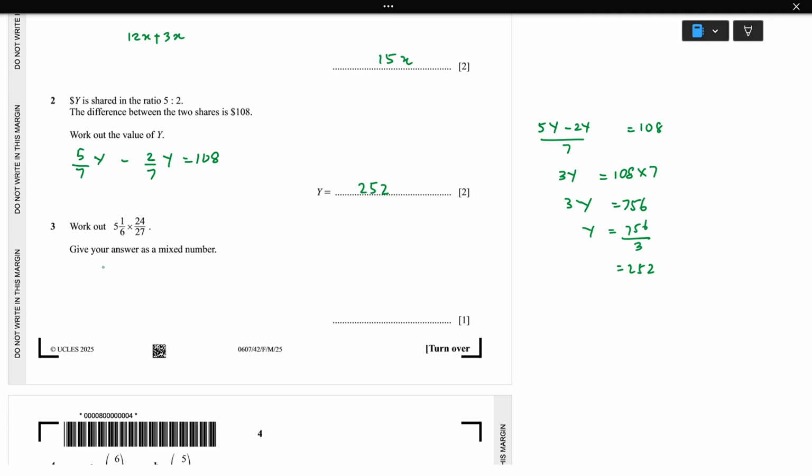The next question: work out 5 1/6 times 24/27. Give your answer as a mixed fraction. 5 1/6 is 6 times 5 is 30, plus 1 is 31 over 6, times 24 over 27. Here we can cancel, and this is going to be 4. The rest is 31 times 4, which is 124 over 27. Use the calculator to get the mixed fraction. The answer is 4 16/27.